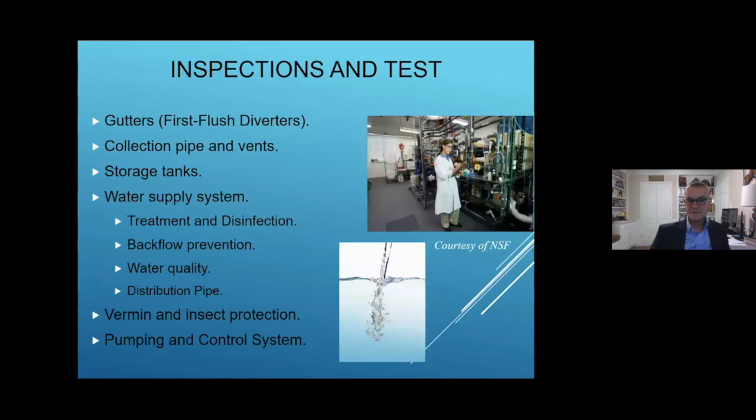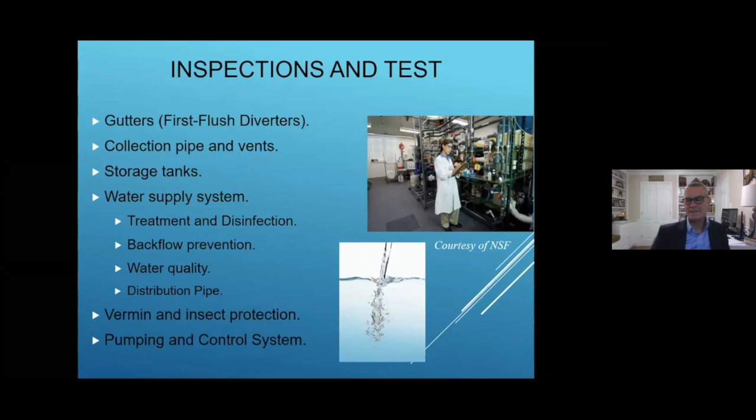So moving in, closing in on the presentation, the last section: we've talked about permits, we've talked about plans. Now we're going to talk about the inspections and some of the tests that might be required, that I want you to feel comfortable with and know that they're probably going to happen. These are some of the bigger areas that are going to be looked at: your gutters, your first flush diverters, all the pipes that you have involved in the system, your tanks, that's a big deal. The water supply system, obviously, I just showed you 2 slides on backflow protection. You can't find anything more important than that.